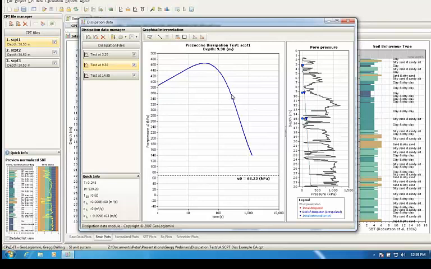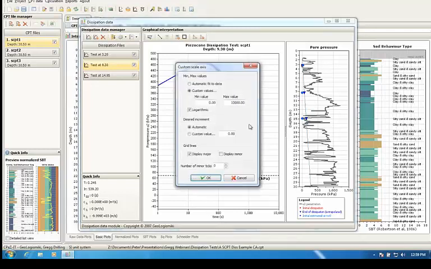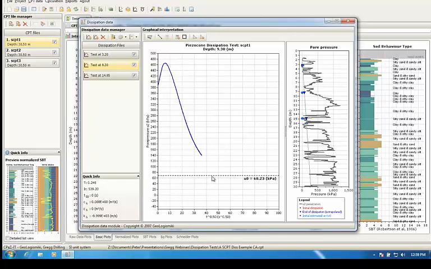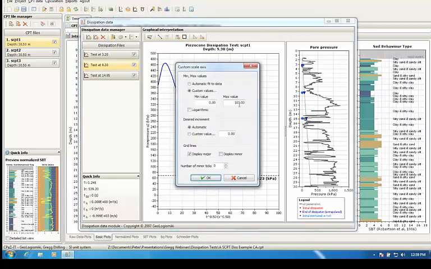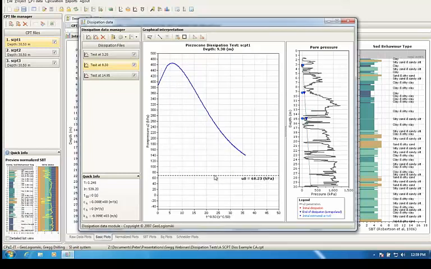So let's go with the one at 9.5 meters. This is the one predominantly in the clay. And so you can see that getting the T50, not that easy. There's obviously some projection of where the initial excess pore pressure is, and then it comes down. So T100 is almost 70 kPa, and the initial is up over 500.